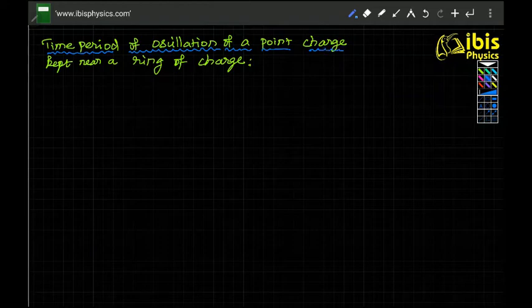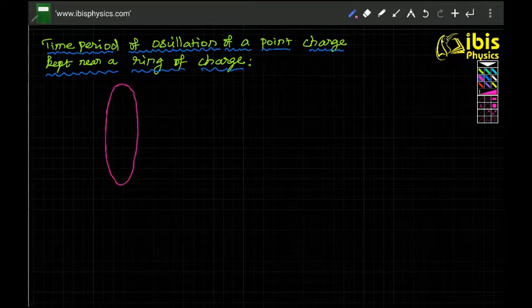Period of a point charge kept near a ring of charge. There are two things given here. That means you have got a ring, and this ring has a radius r, and the total charge given to the ring is q.